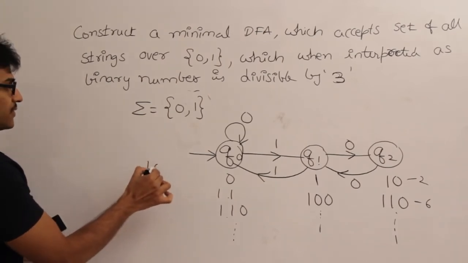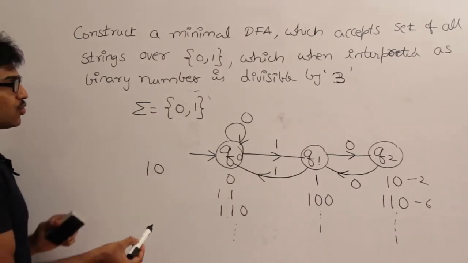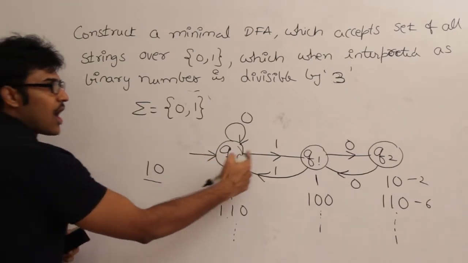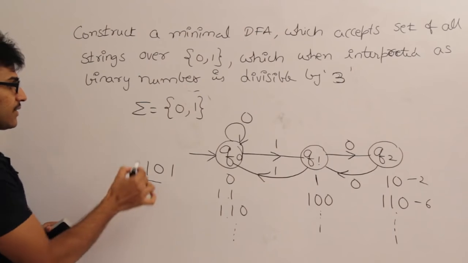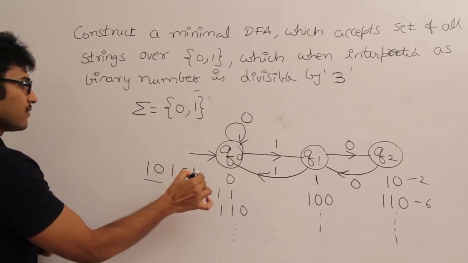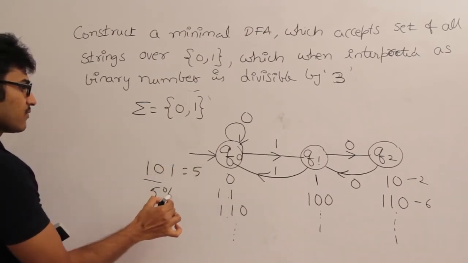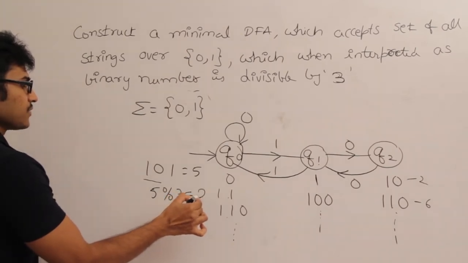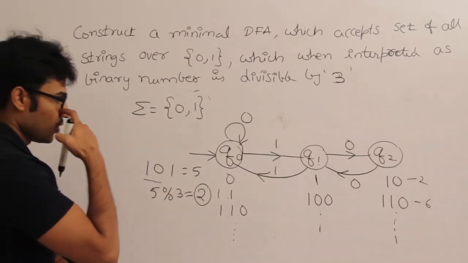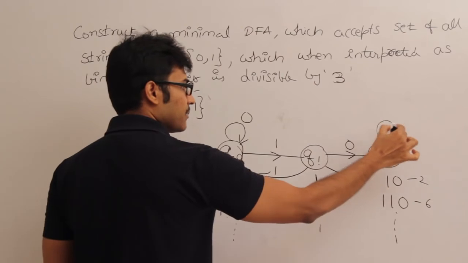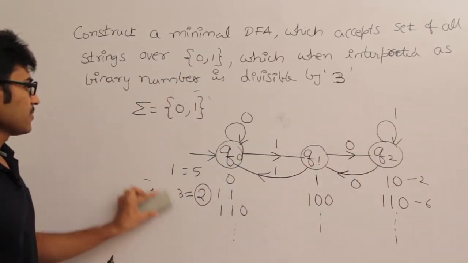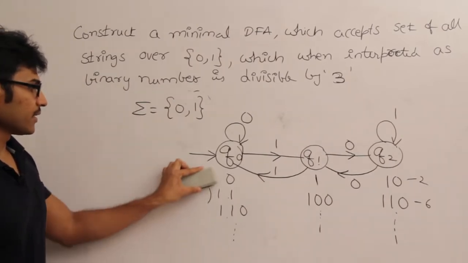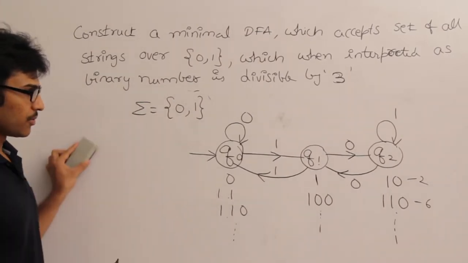Now if I am in state Q2, which means I have seen 1, 0, I have seen 1, 0 and I am in Q2. If I see 1 next, then the total number is going to be 5. Now if I divide 5 by 3, the answer has to be 2. Therefore, for any number of 1s, the remainder is going to be simply 2. So this is the diagram of how you can represent the problem.